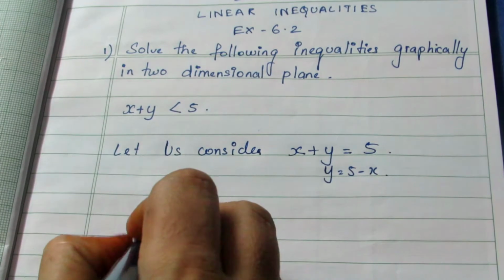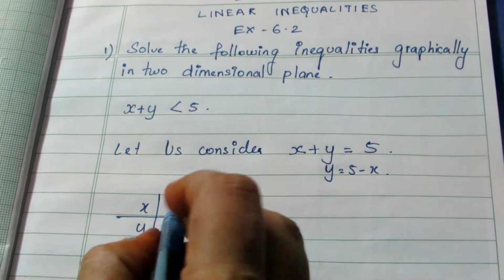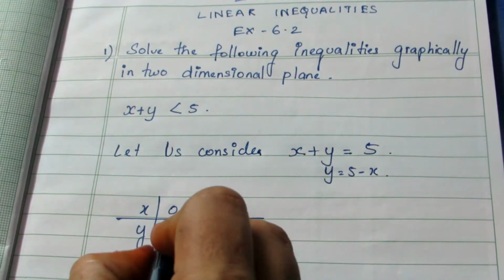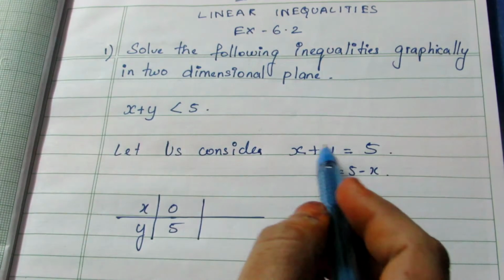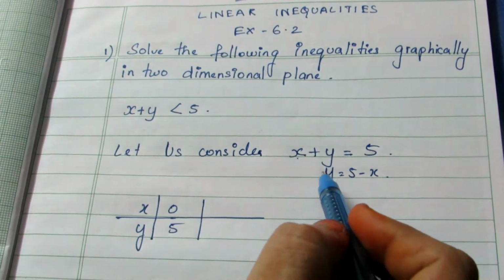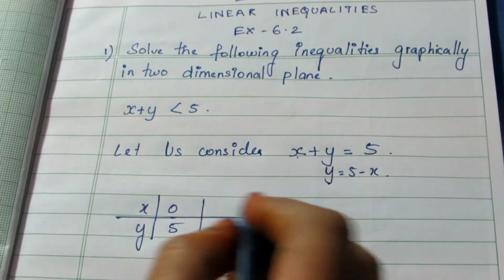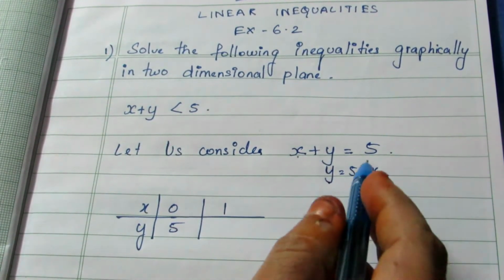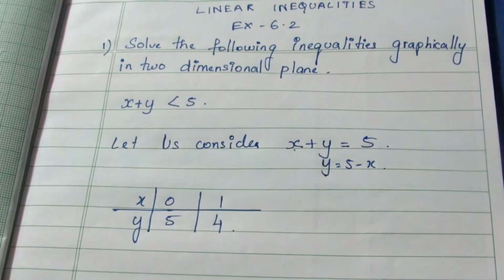Here you can take 2 to 3 points. It is not necessary to take more points. If I take x to be 0, we know that y is equal to 5. It's not necessary to substitute only x. You can also substitute y. Let me take x to be 1. If x is 1, then y is equal to 4. So I have taken only 2 points, and with the 2 points we can draw the graph.